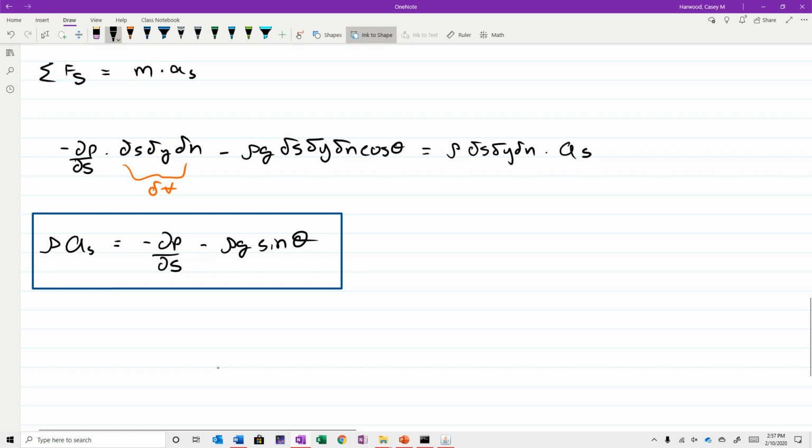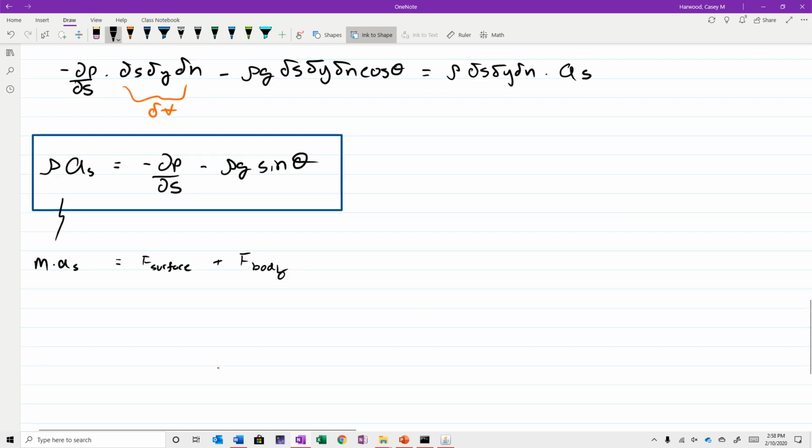But just so that it doesn't seem like this got magicked out of nowhere, remember, all this is F equals ma, where we've got basically m times a sub s is equal to the surface forces, let's call this F surface, plus F body. But it's all been divided by per unit volume. So if you multiply this by some volume, you get what looks like F equals ma. It's just Newton's second law.